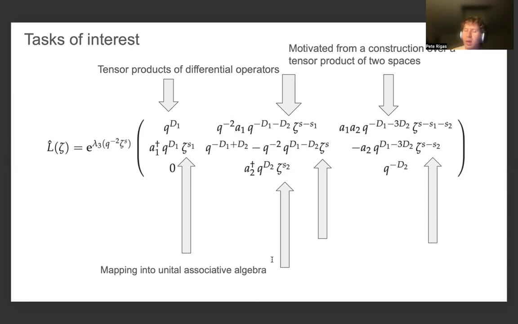And this L operator is one example of a family of L operators which can be obtained from the action of the Dynkin automorphism, and the Dynkin automorphism demonstrates how we can generalize and look at further consequences of integrability and exact solvability. But rather than the zeta terms, which are complex valued and which are mapping into unital associative algebras, we also have tensor products of differential operators, which is motivated from the construction of a tensor product of two spaces.